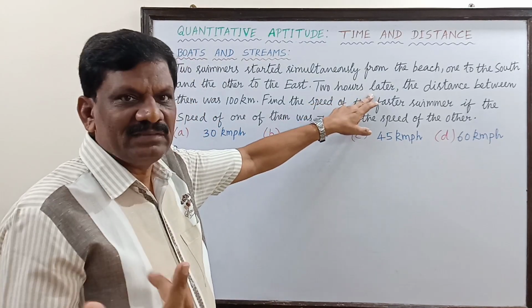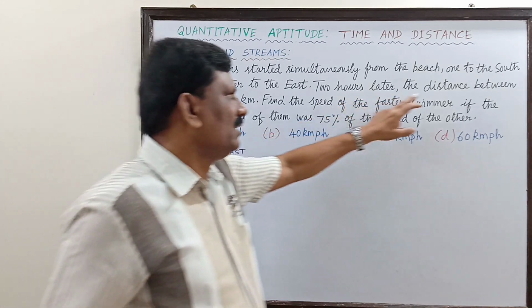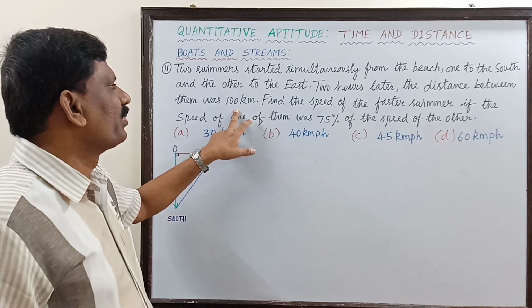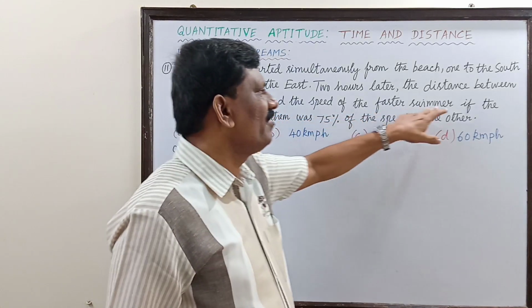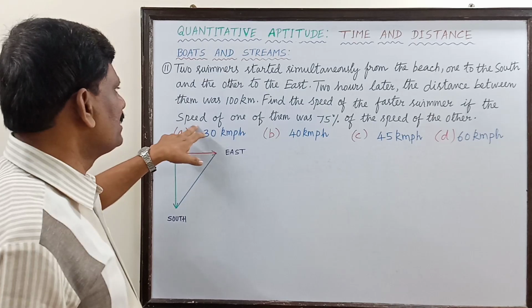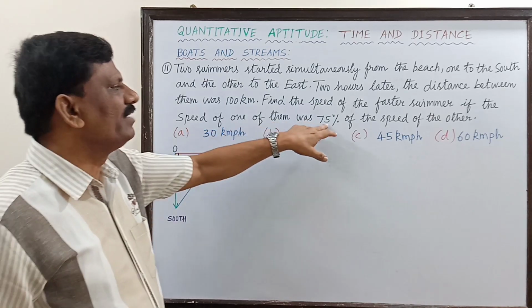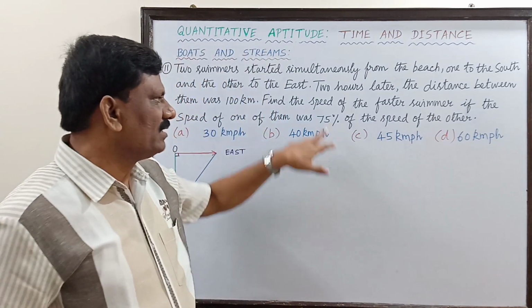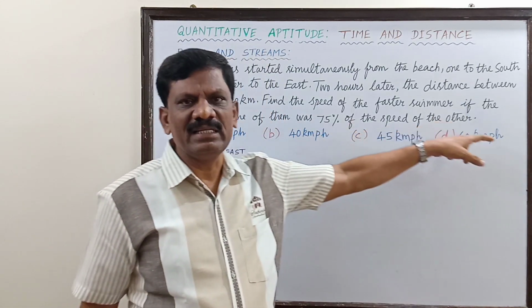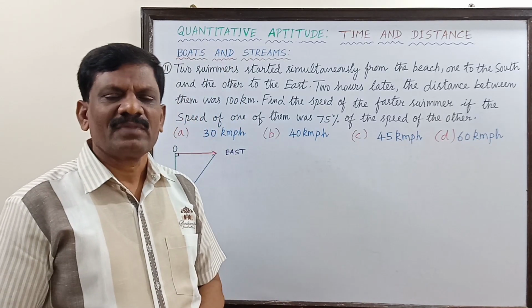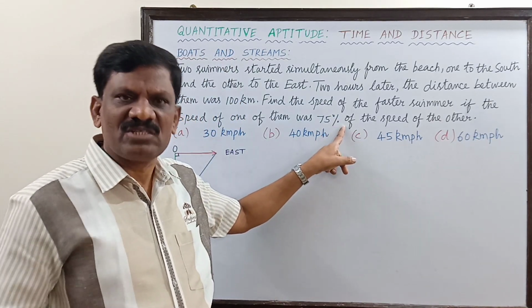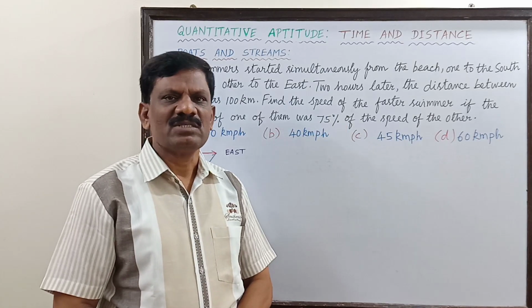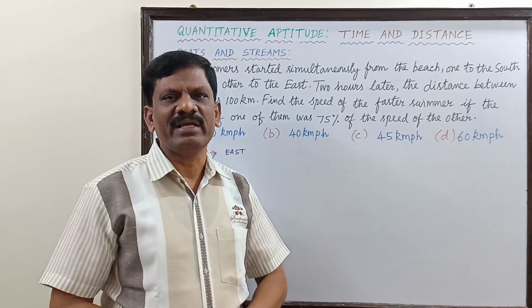After 2 hours, that is after they have started, the distance between them was 100 kilometers. Find the speed of the faster swimmer if the speed of one of them was 75% of the speed of the other. That means the speed of the slower one must be 75% of the faster one. So, a very beautiful and brilliant numerical problem.